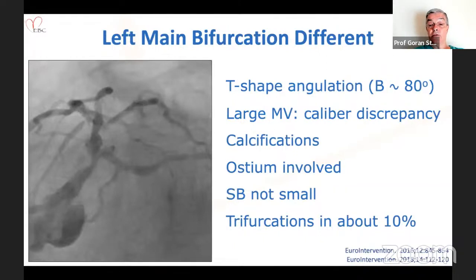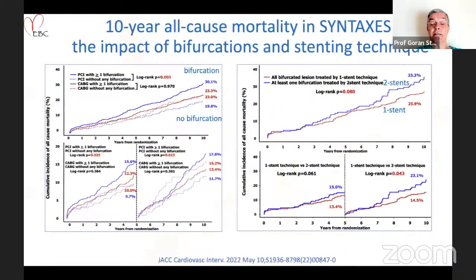Left main bifurcation has specific anatomical characteristics like the angulation, which is around 80 degrees. Then we have a large caliber discrepancy between left main and the LAD. Area is prone to calcification. Ostium could be involved with fibrosis. And side branch is circumflex. It's never small. Trifurcations occur in about 10%. And what are the results?